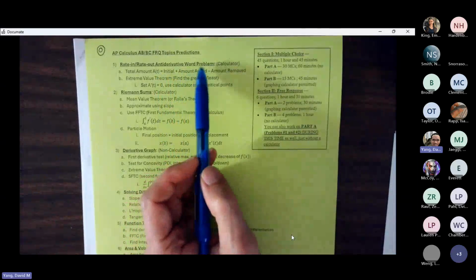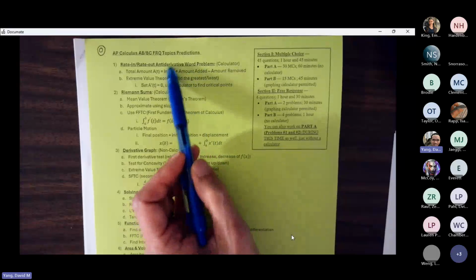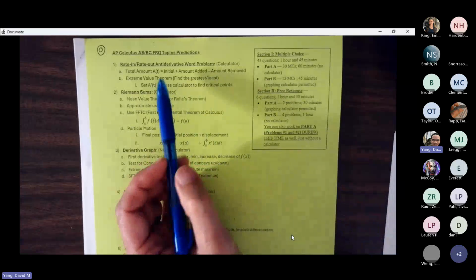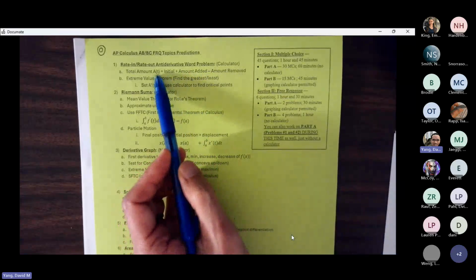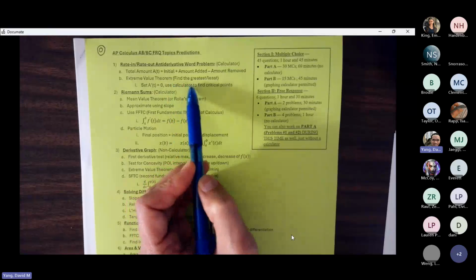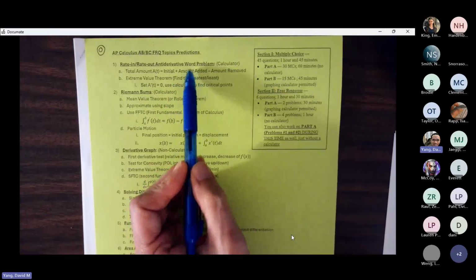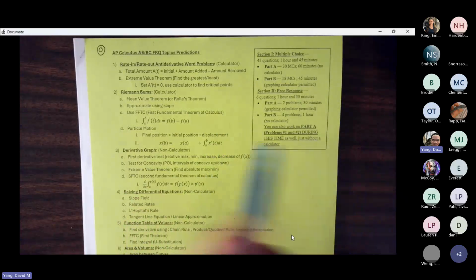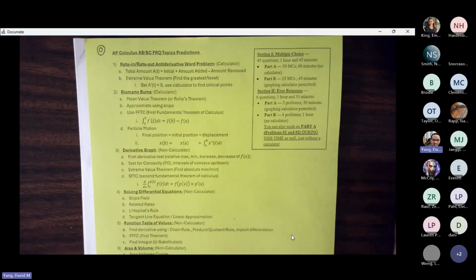So, rate in, rate out, integral problems. If you see problems involving the rate of something being added and the rate of something being removed, a lot of times it's involving this initial plus amount added minus amount removed. And a lot of times extreme value theorem gets worked into that problem as well. So knowing some of these subtopics that these AP writers tend to gravitate towards can be helpful. If we're looking for these things, we know these are topics that they have to involve in some form or another on this AP exam. So they're kind of restricted.